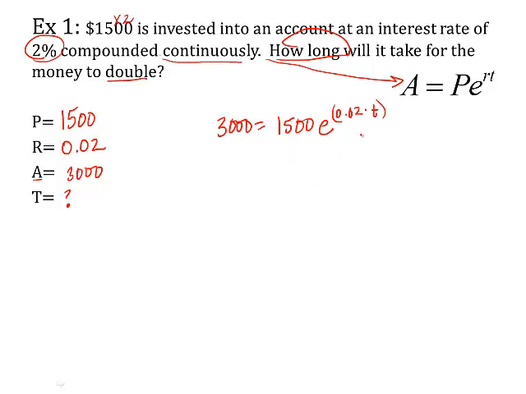Now, we need to solve this. Don't stress out about the exponent just yet. Let's isolate the e to that power first by dividing by 1,500. So I will get 2 equals e to the 0.02t.